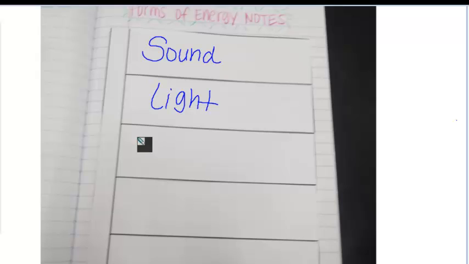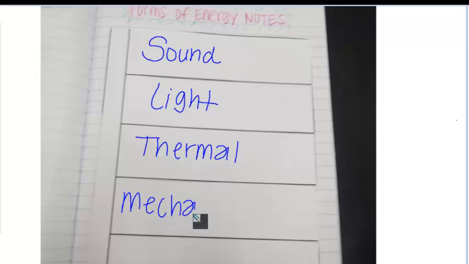Okay, so we should now be on page 27. And like I said, there are 5 forms of energy. So on here, you're going to write our 5 forms. So we are going to talk about sound energy. You're going to leave this space blank for an illustration. We have light energy, thermal energy, mechanical energy, and electrical energy. Okay, so these are our 5 forms of energy.